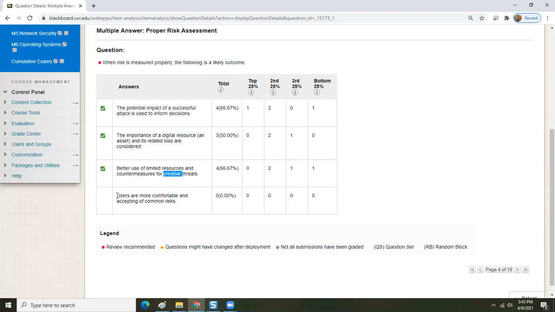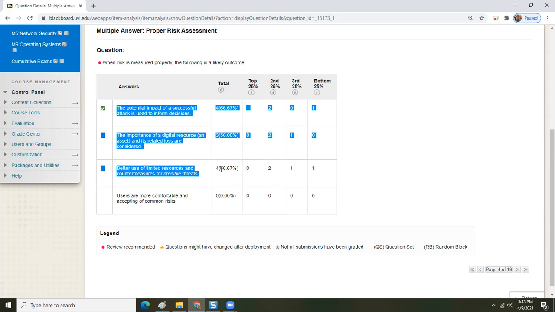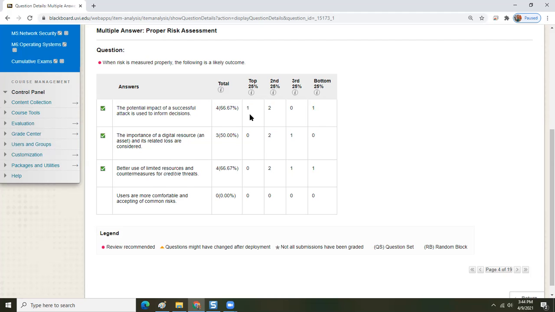This last item was a bogus statement. Users are more comfortable and accepting of common risks. So what we should see is that every student chose this one, and this one. And instead, 4 students chose this answer. 3 students chose this answer. And 4 students chose this answer. Nobody was tricked by this answer. But everybody should have selected each of these.